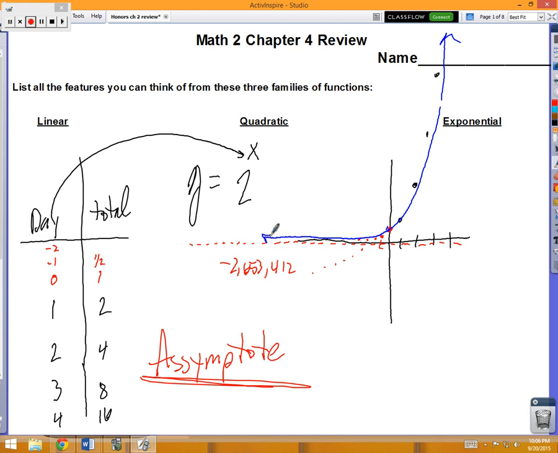It's never going to cross 0. It's never going to go below 0. It's never even going to touch 0. But it's just going to get closer and closer to 0. And this asymptote is kind of an idea that this line is getting close to that dotted line, but it's never going to touch it.